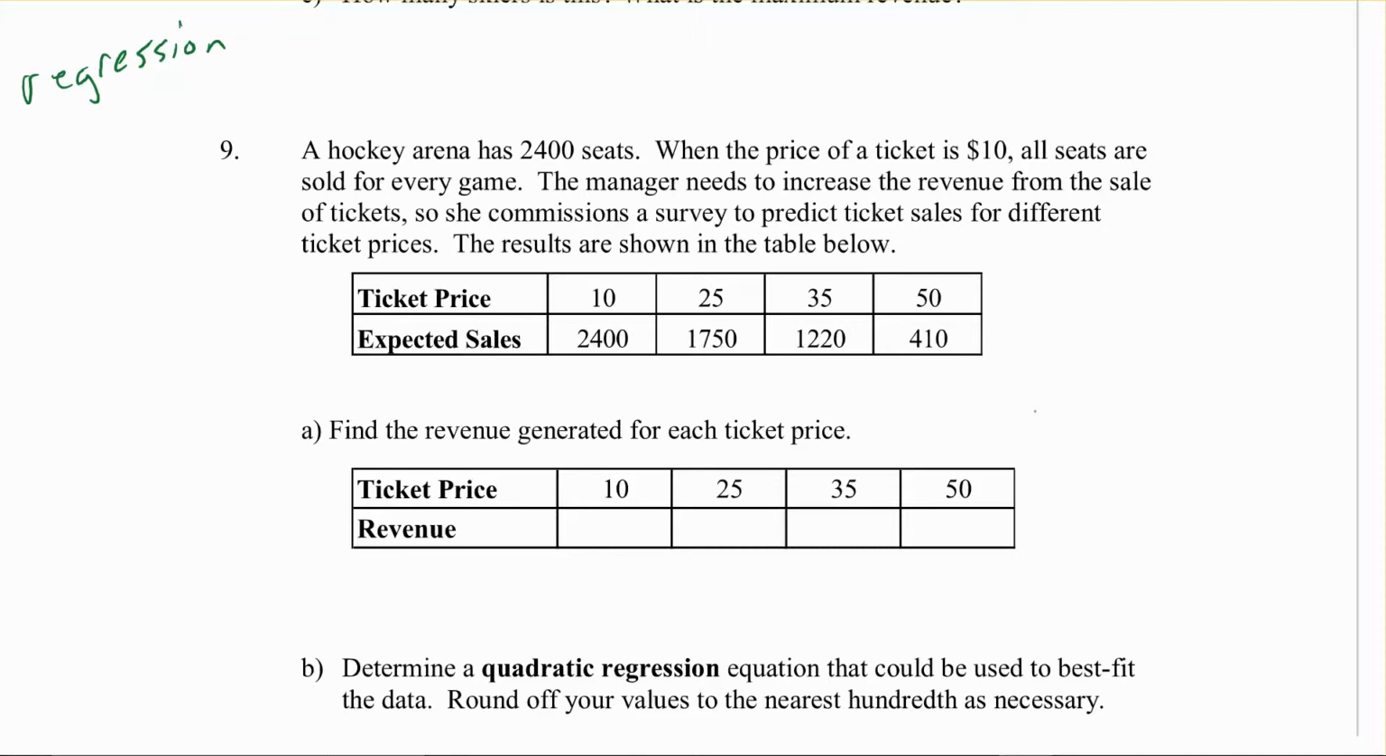So first, let's read the question here. It says a hockey arena has 2,400 seats. When the price of a ticket is $10, all seats are sold for every game. The manager needs to increase the revenue from the sale of tickets. So she commissions a survey to predict ticket sales for different ticket prices. The results are shown in the table below. So they'll give you a bunch of data.